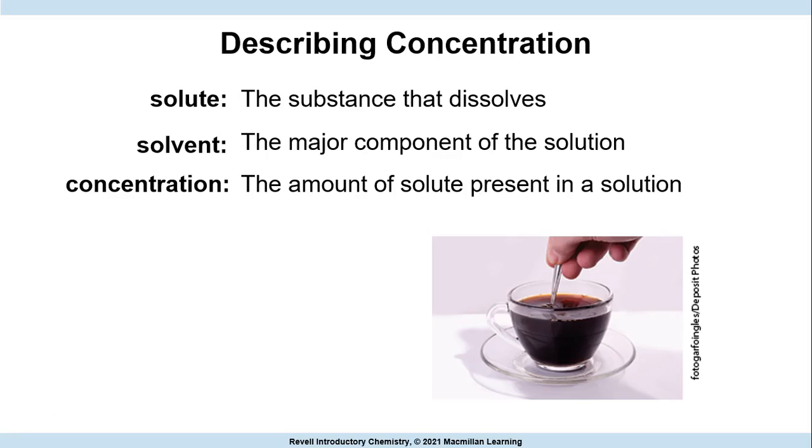So depending on the amount of solute that is present in a solution, we have different descriptions that we can give. So the first one is a dilute solution. And a dilute solution is a solution that contains small amount of solute. We also have a concentrated solution. A concentrated solution contains large amount of solute. And we have a saturated solution. And a saturated solution contains the maximum amount of dissolved solute.